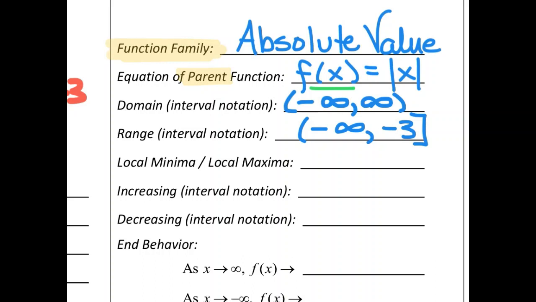For every absolute value function, your domain will be all real numbers. Your range will be either positive or negative infinity in one spot and a number in the other spot, and the number will always have a square bracket.